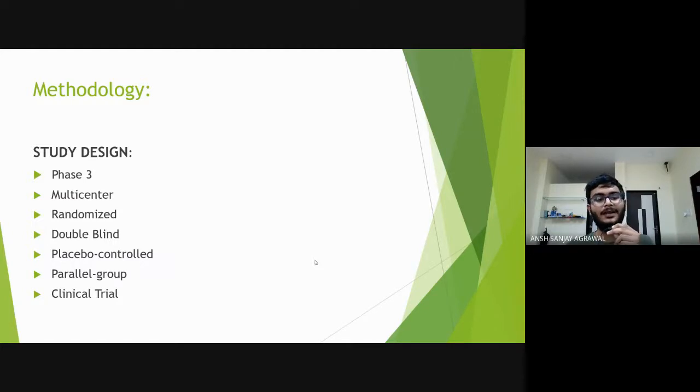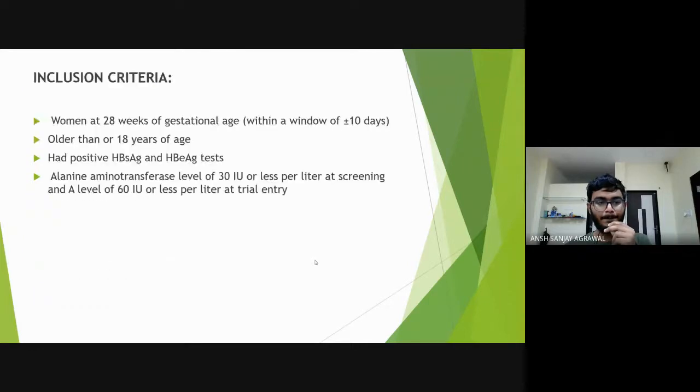So just one thing, parallel group, as Shruti has also quite wonderfully explained, just wanted to elaborate. Parallel group is basically that if there are two different groups, in this case it is TDF and placebo, from the beginning of the trial till the end, the participants will stay in the same group and will receive the same drug, whether it be TDF or placebo, and the analysis will be calculated accordingly.